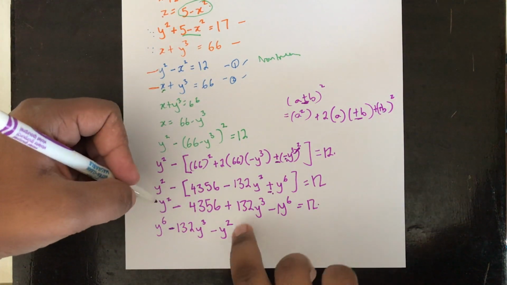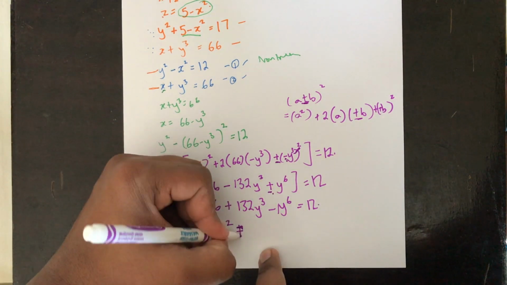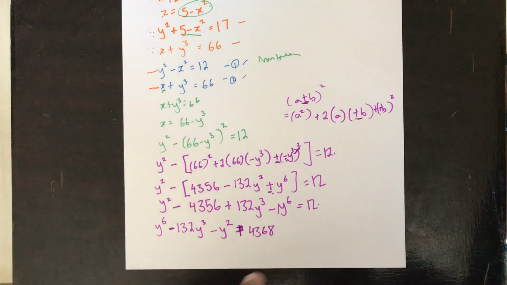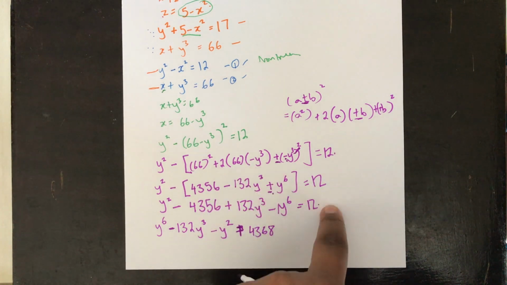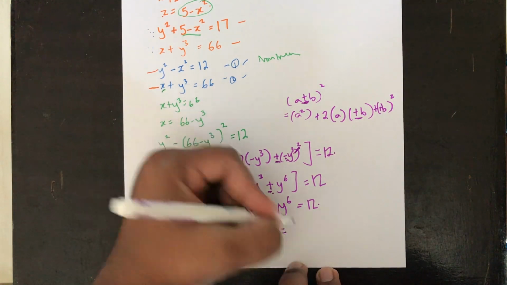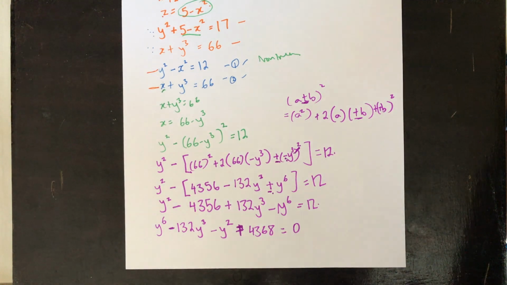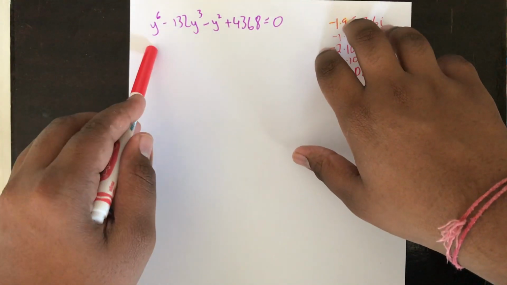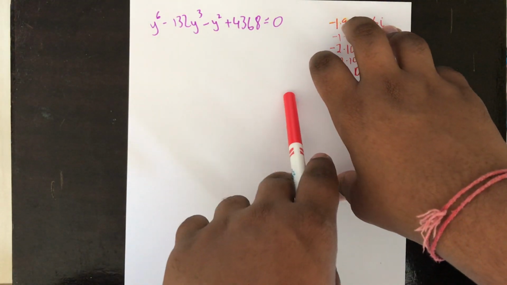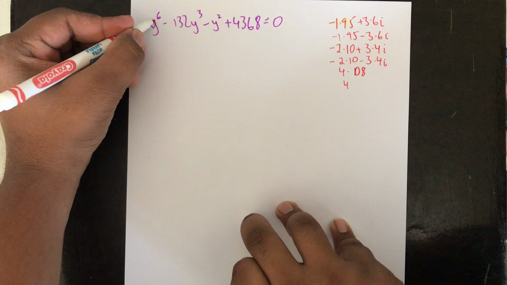Y power 6 minus 132y cubed minus y squared plus 4368, because I have my 12 here and I'm just moving the 4356 to the other side, so it becomes plus 4368 is equal to 0. So I've got this big equation, and I'll have to solve this. So we had this equation, y power 6 minus 132y cubed minus y squared plus 4368 is equal to 0. Now because the highest power in this equation is power 6, we expect to have 6 solutions.